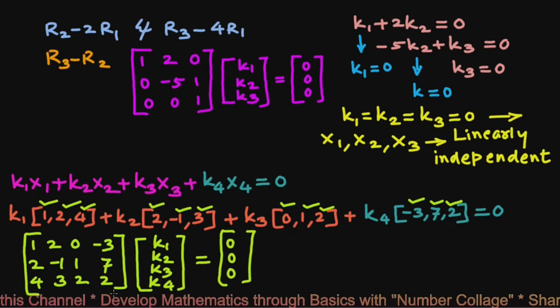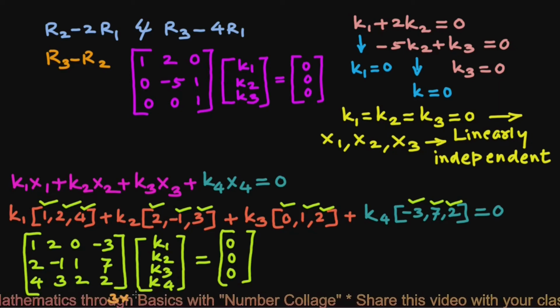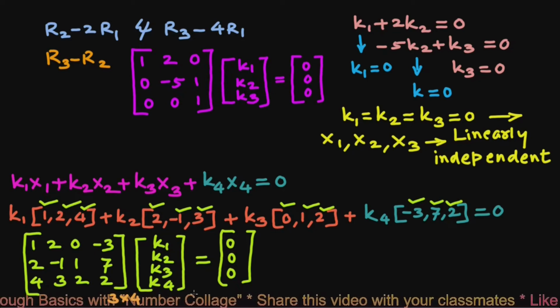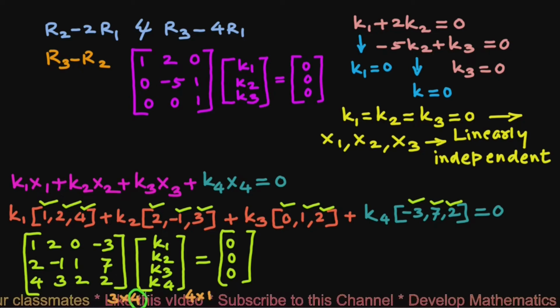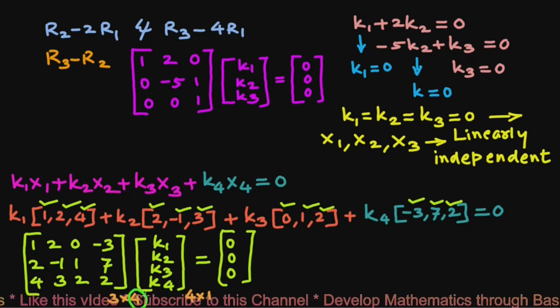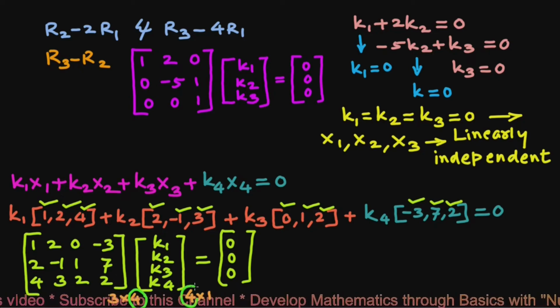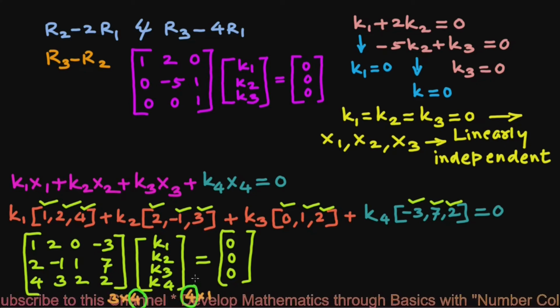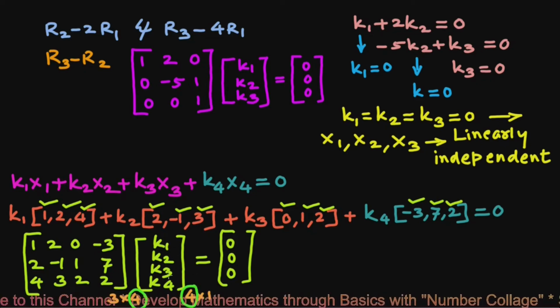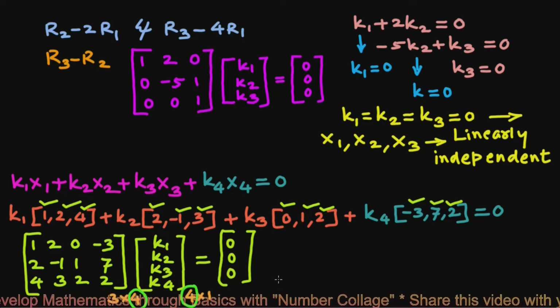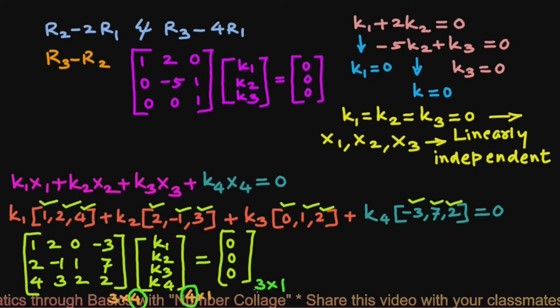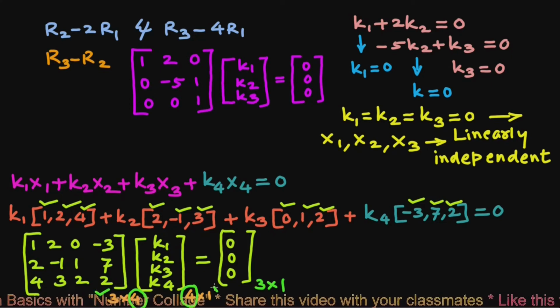Here the prefactor is of the order 3 by 4 and the post factor is of the order 4 by 1. For matrix multiplication, the number of columns of the prefactor should be equal to the number of rows of the post factor. Therefore, we have taken k1, k2, k3, k4 here, and the resulting matrix multiplication will be of the order 3 by 1.